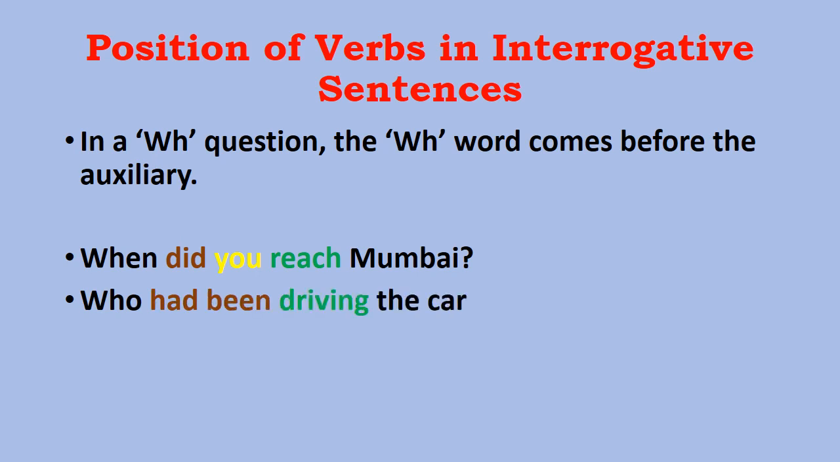Who had been driving the car yesterday? Who is the WH word followed by had been, that is auxiliaries, and driving is the main verb. In this sentence, there is no subject because when we ask a question with who, we get the subject as an answer. Are you clear about it? So now I think you will be able to place verbs properly in interrogative and assertive sentences.